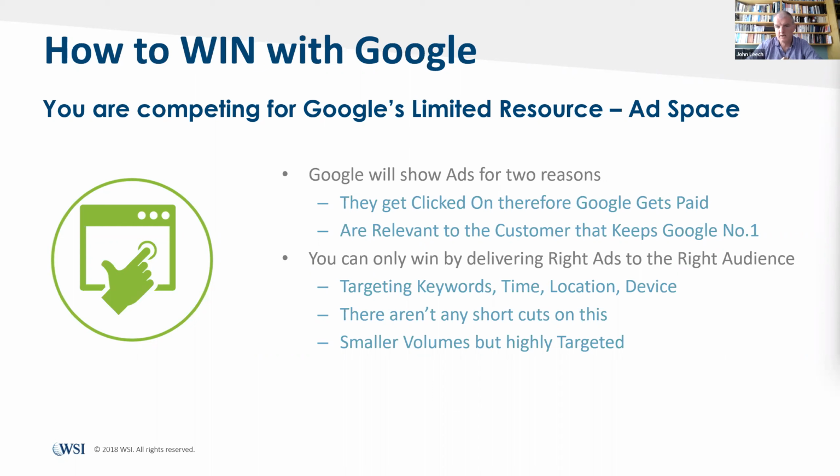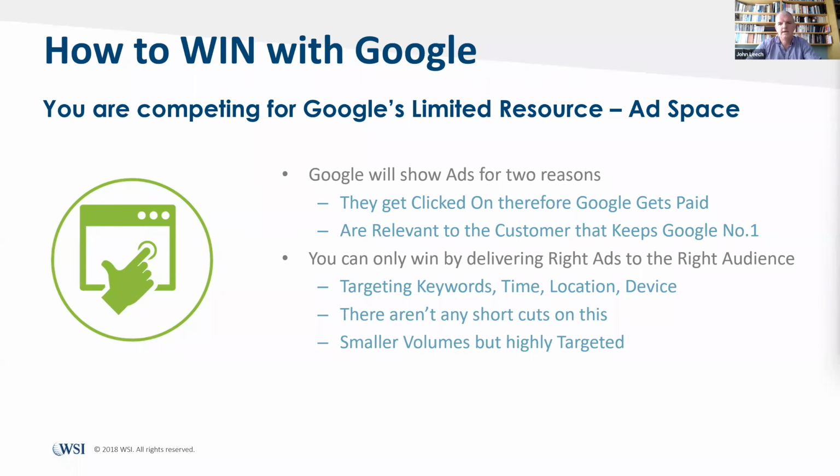So you can only win by delivering the right ads to the right audience. You've got to target the right keywords. You've got to think about time. You've got to think about location, and by that I mean we can target ads to physical locations. So County Louth, North Dublin, Republic of Ireland, UK, we can target ads by location very reasonably accurately.